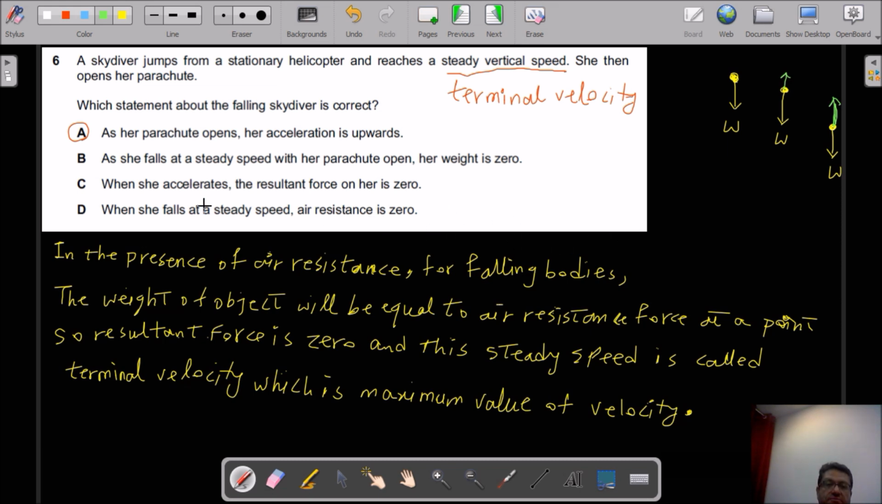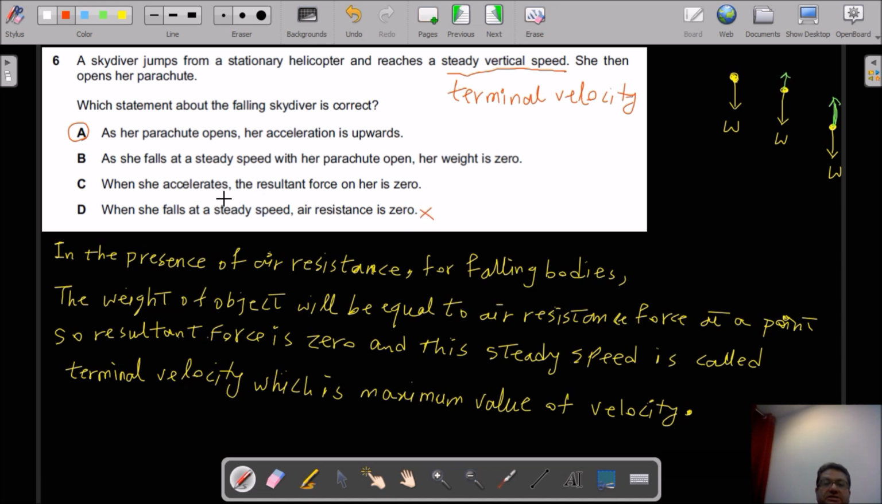Now, choice D is when she falls at a steady speed, air resistance is 0. This is wrong because, as I said, air resistance will be applied to this object when it is at a steady speed, so air resistance will be equal to the weight of the object. That's why D is wrong.